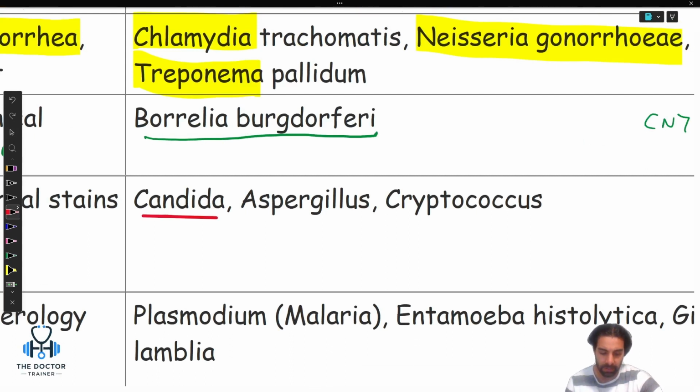So if it's candida and it's candidemia, that's concerning. That's usually immunocompromised. Aspergillus. Also, if you're talking about a fungal ball in the upper portions of the lungs, that could be concerning. And then Cryptococcus if you're talking about your AIDS-defined illnesses.